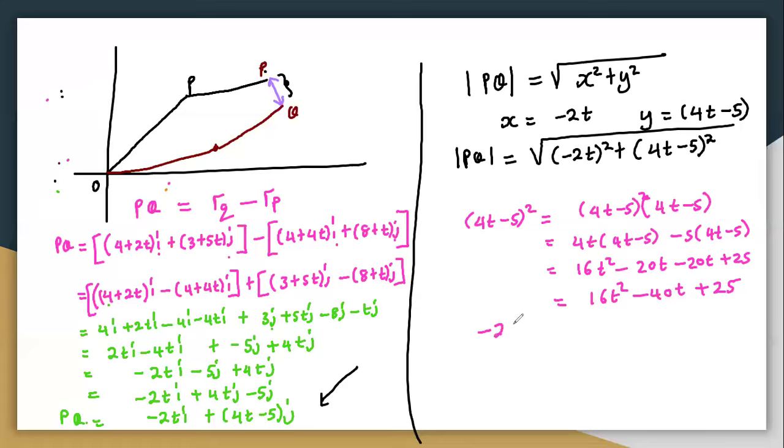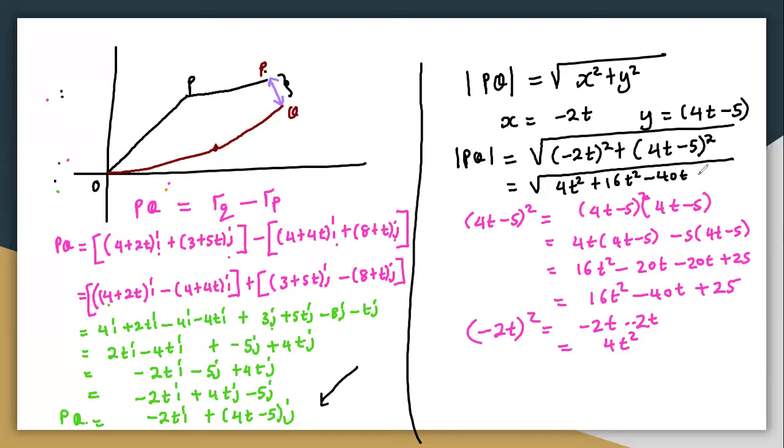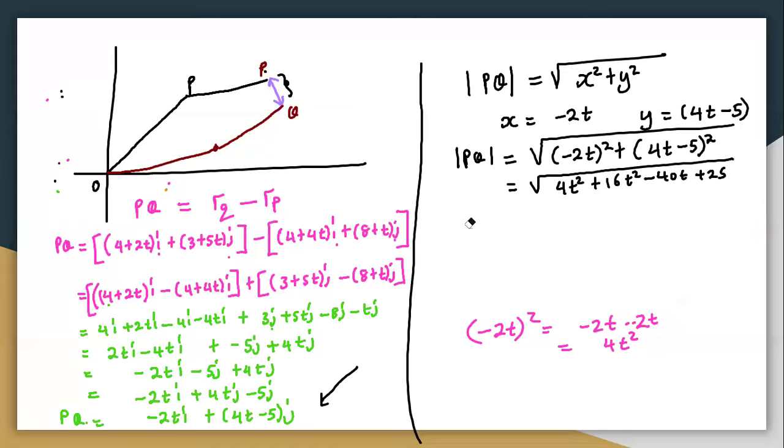Then when you look at the other, negative 2t, everything squared, you know that this is negative 2t times negative 2t, which will give you 4t squared. So that is what you have to do, such that you open very well. So when I come back here, that means I'm going to have inside my square root 4t squared plus everything I have here, which is 16t squared minus 40t plus 25. So you're going to allow me to remove this one that I was using to show you how to expand those ones.